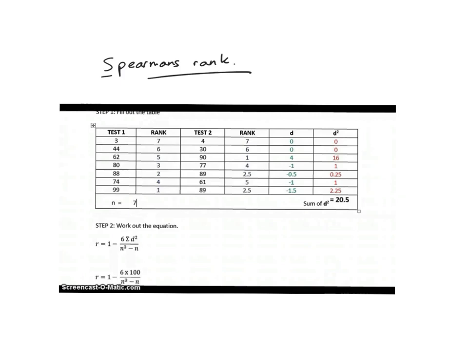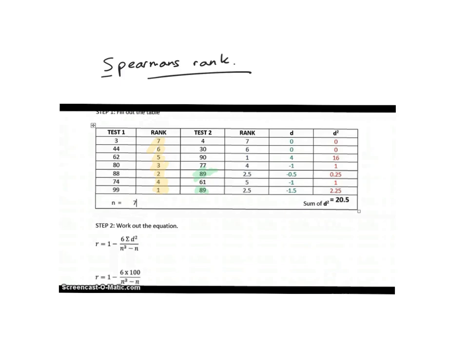What we do first is we work out the rank of the values of the tests, test 1 and test 2. In this case, you see test 1 ranks quite nicely and easily from 7 to 1. Test 2, however, has two values where the numbers are the same. The way you rank that is you put them in order, and rather than going 2 and 3, you go 2.5 for both of them.